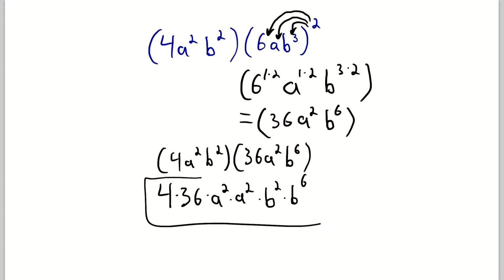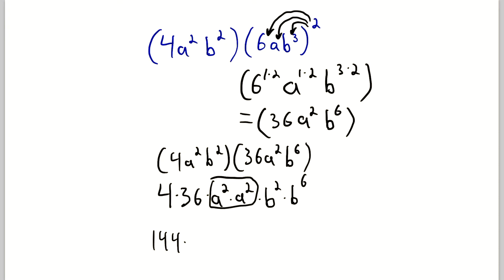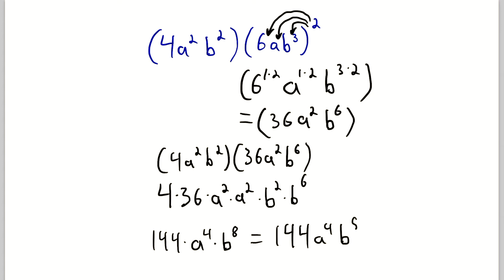So now we just have to do this multiplication. 4 times 36 is 144, multiplied by a squared times a squared. Since they have the same base, we just have to add the exponents. So that's just a to the power of 4, multiplied by b squared, multiplied by b to the power of 6, and that's just, again, add the exponents, so that's b to the power of 8. So this is just equal to 144, a to the power of 4, b to the power of 8.